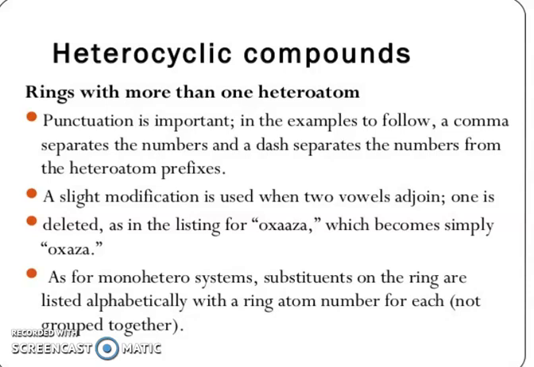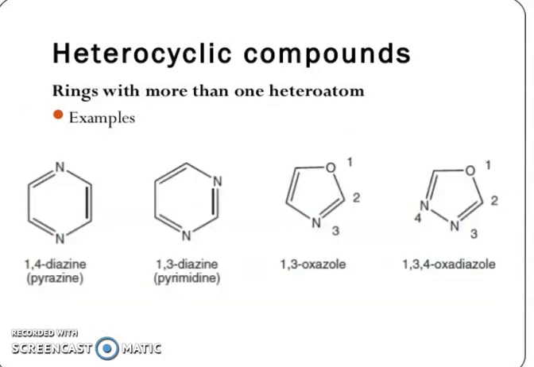A slight modification is used when two vowels adjoin: one is deleted, as in the listing of oxa-aza, which becomes simply oxaza. As for the monohetero systems, substituents on the ring are listed alphabetically with the ring atom number for each, not grouped together. Now, here you can understand. I will give you a very nice example, then you will get your concept clear. So come with me and look at this example.